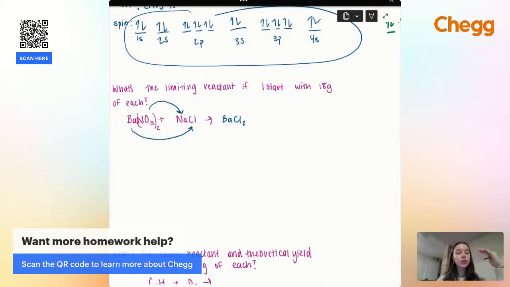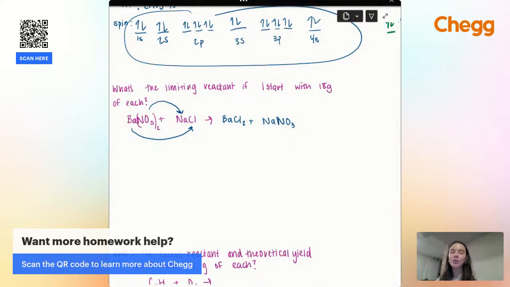BaCl2. There's a 2 under that chlorine because Ba has a charge of 2 plus. Then we're going to combine Na and NO3. So we get BaNO3 plus sodium chloride yields barium chloride plus sodium nitrate. That's the equation. Equation set. We do need to make sure that it's balanced.